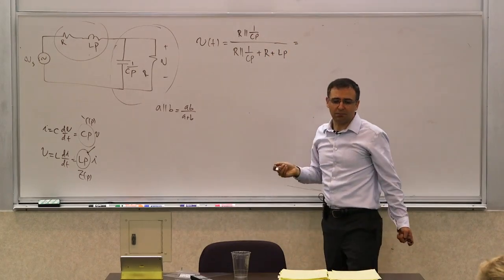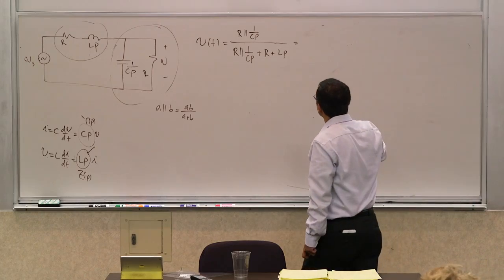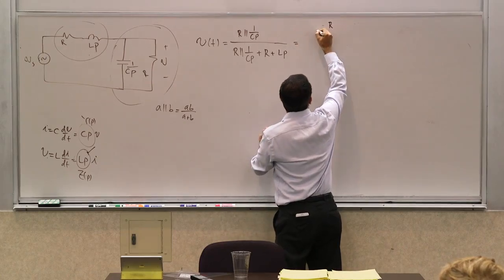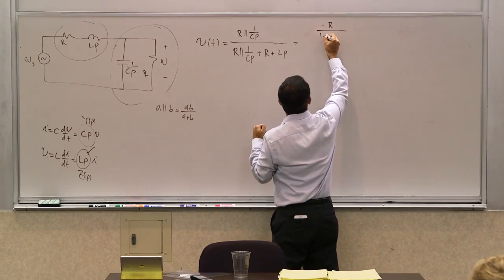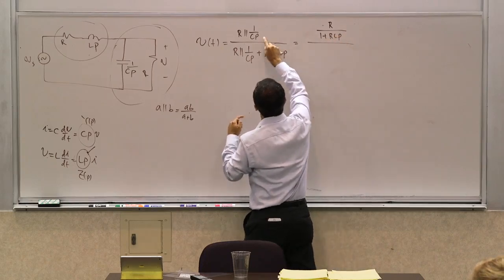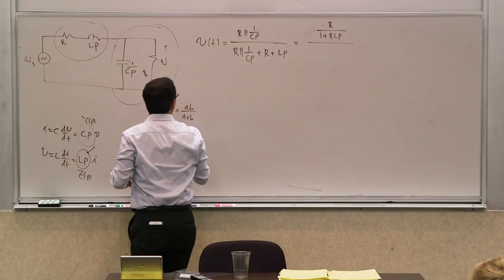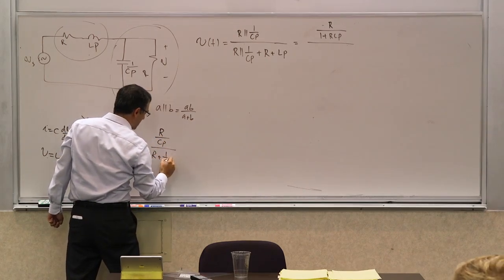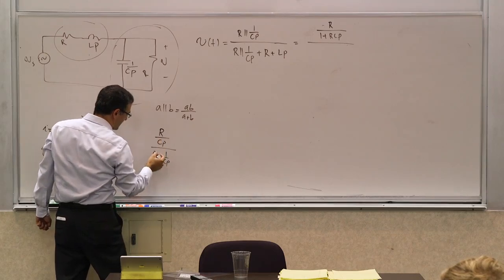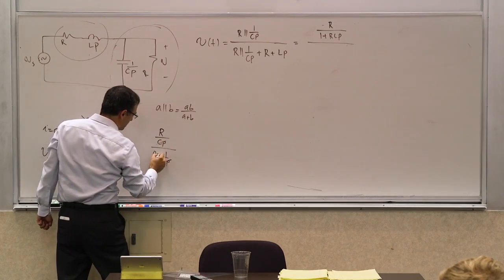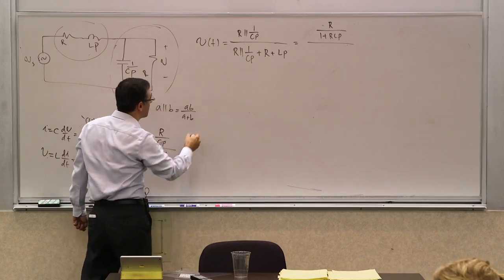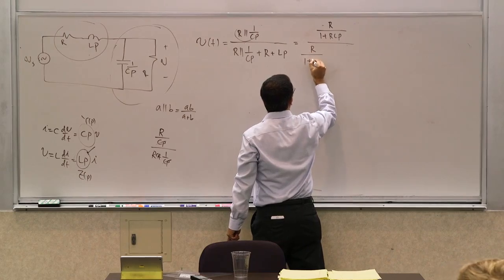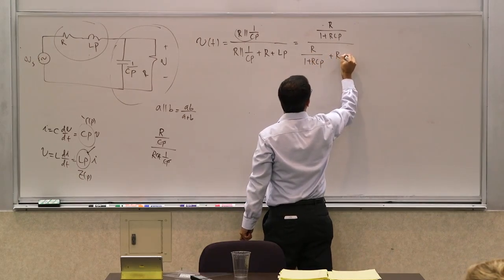So what I need to do is simplify this expression. It's a little bit of a mess, but I can write it as a product divided by the sum. I can write it as R times 1 over Cp, these two multiplied and divided by the sum. If it's not clear, if I multiply them, divided by the sum, and multiply both the numerator and denominator by Cp, this cancels, I get Cp here, and I get 1 plus RCp. So I can write it as R over 1 plus RCp, plus R plus Lp.